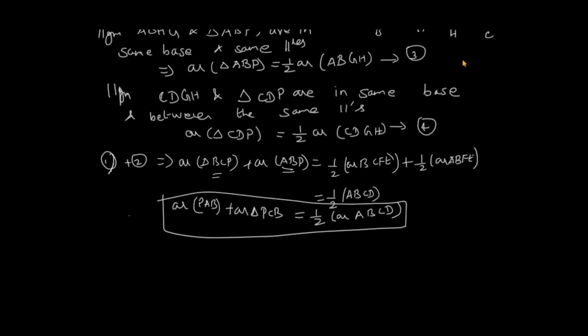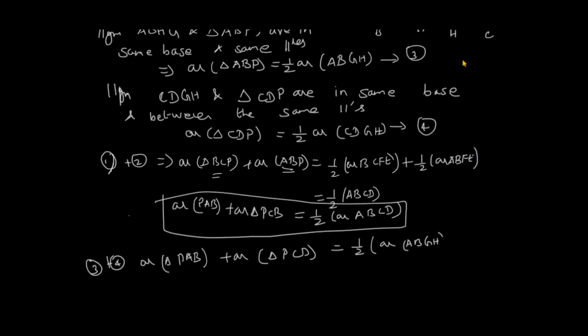Next, this is the area of green region. Next, adding 3 plus 4, we will be getting the third equation: area of triangle PAB plus area of triangle PCD is equal to half common area of ABGH plus area of CDGH. When we are adding this, we will be getting half of area of ABCD.